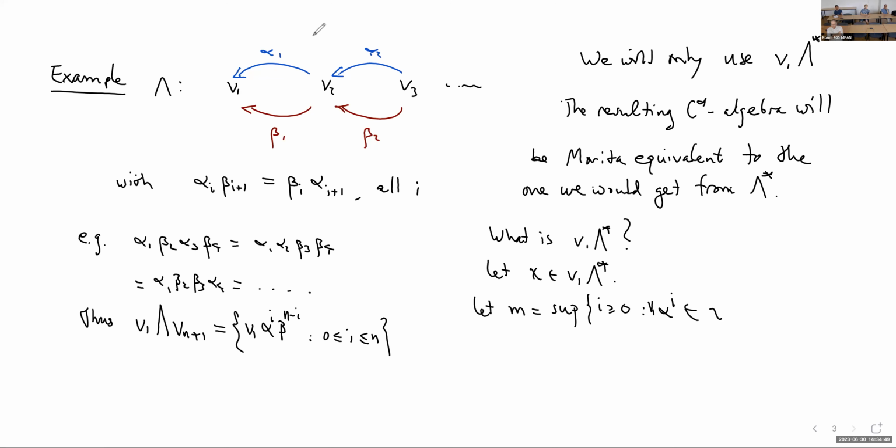The element. Of course, if alpha to the i is an element of X, then so is alpha to the i minus one, because it's hereditary. So all that really matters is what's the biggest power of alpha that I can get into X. And we'll similarly let n be the supremum for beta.